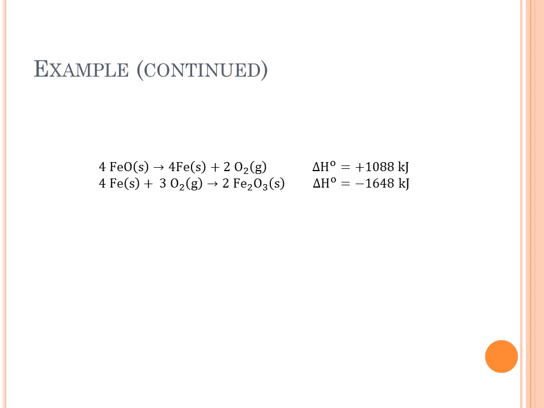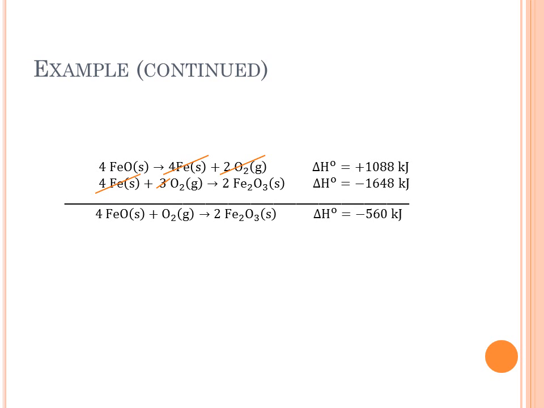So when I do that, notice I flipped that first reaction and multiplied it by 2, and then I've done exactly what I said to the enthalpy. I've changed the sign and doubled it. When I add those two reactions together, anything that's the same substance in the same phase on opposite sides of the reaction will cancel. So we can see that those 4 irons cancel on opposite sides of the reaction, and 2 out of the 3 oxygens cancel. So I've got 1 O2 left in that second reaction. But all the ones in the first reaction cancel.